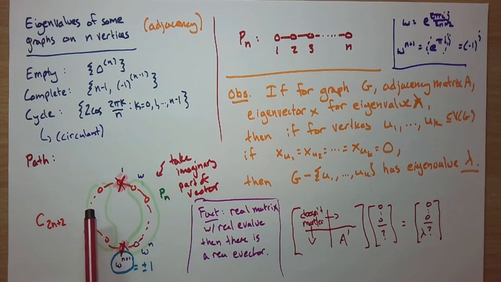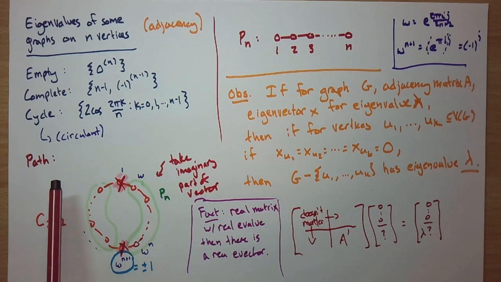So that says we don't capture every eigenvalue of the cycle on 2n plus 2, but we capture the eigenvalues which don't correspond to the all 1s vector. Do you recognize what that eigenvalue is? It's 2, because the all 1s vector says add your neighbors, which is your degree if you're regular.